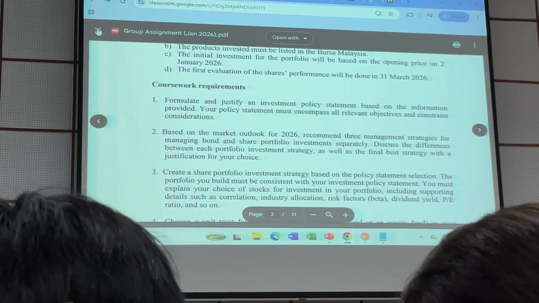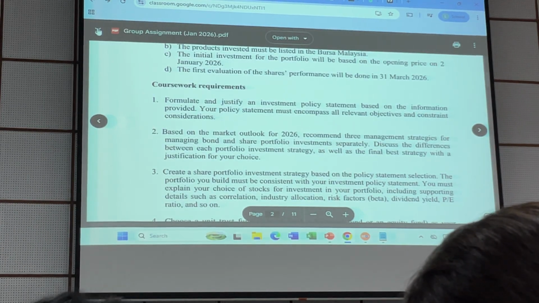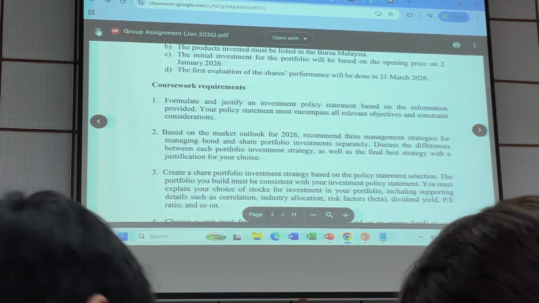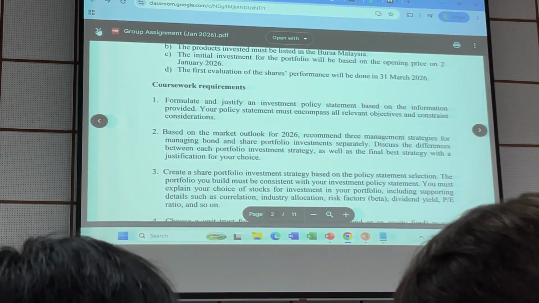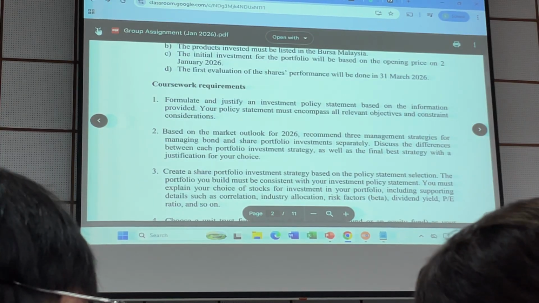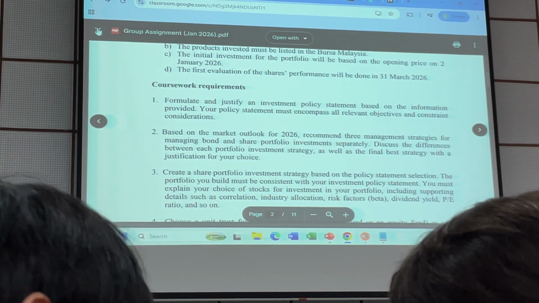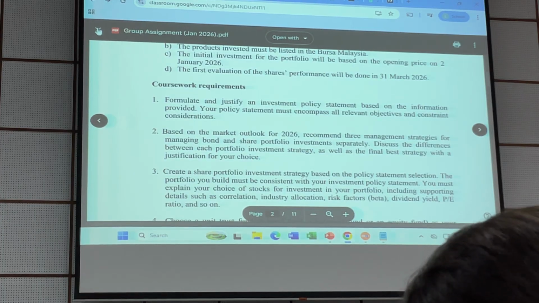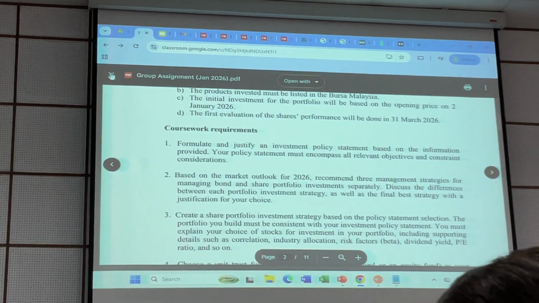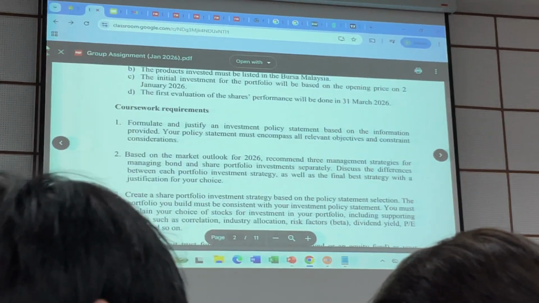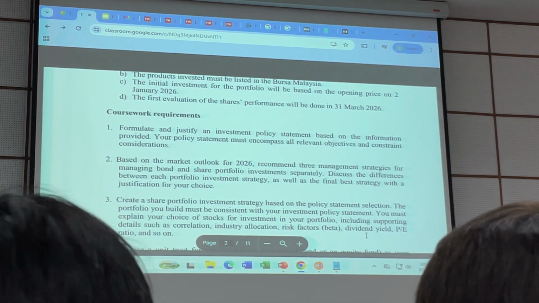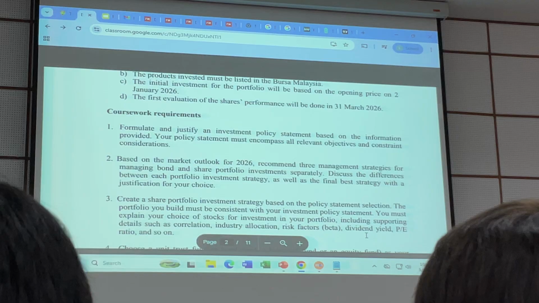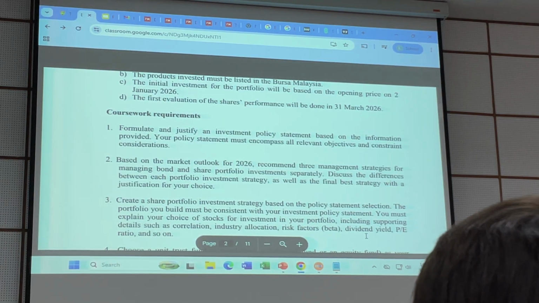You also need to give me some material, as I ask you to select 5 companies. Create a share portfolio investment strategy based on the policy statement. The portfolio you build must be consistent with your investment policy. So you have to give me the details such as industry allocation, correlation, risk factor, dividend yield, PE, based on the individual stocks you select. And just now I will give you certain sectors for 2026 which are best performing. So you can select maybe 3 sectors, 5 companies for your investment choice.